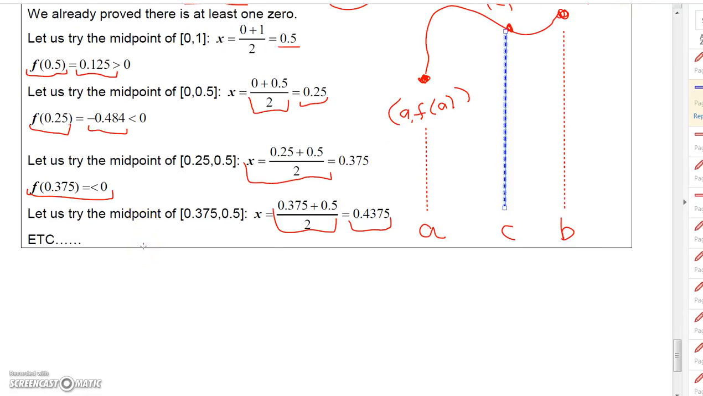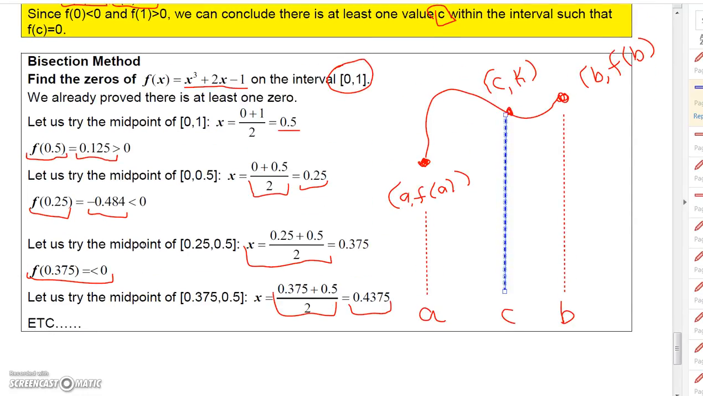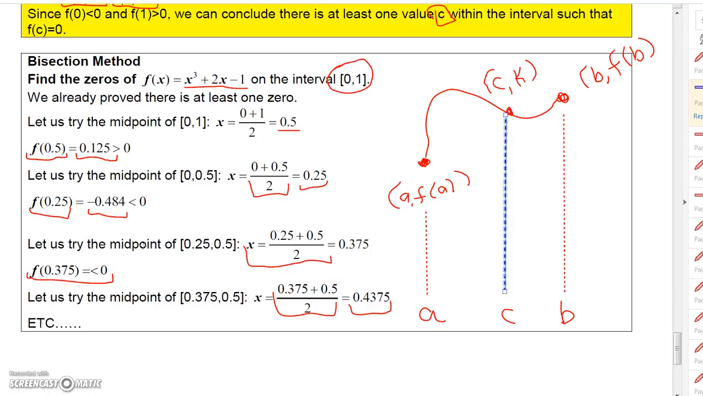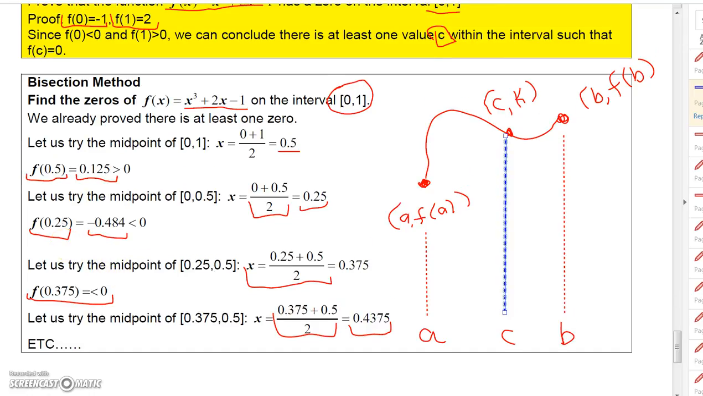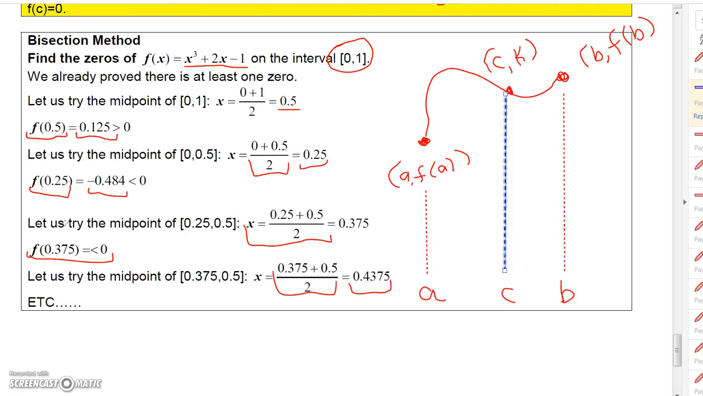Now here I'm just assuming there's only one root, so that could be an issue if there's more than one root in that interval, but there's only one root in the interval from 0 to 1 for this function. So this would work if we just kept doing this and took it out farther and farther. And the farther we take this method out, the closer we'll get to the actual root.